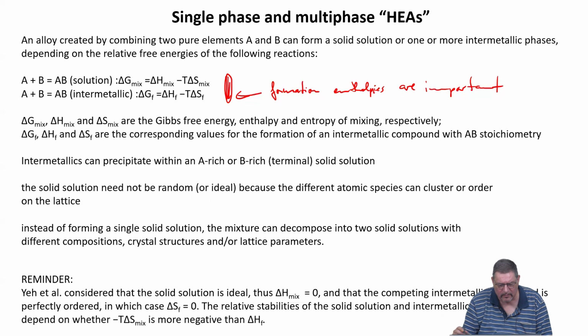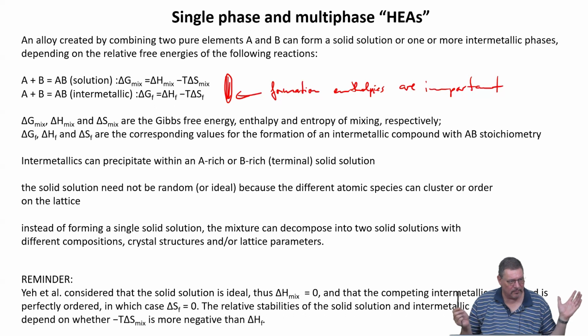A reminder again to what was suggested by Ye when suggesting high entropy systems first. When he compared the thermodynamics of systems, he considered a solid solution where the mixing properties were calculated as if they were an ideal solid solution. It means mixing enthalpy 0, mixing entropy only the statistical part, like how many configurations you can get by mixing 5 different types of atoms.